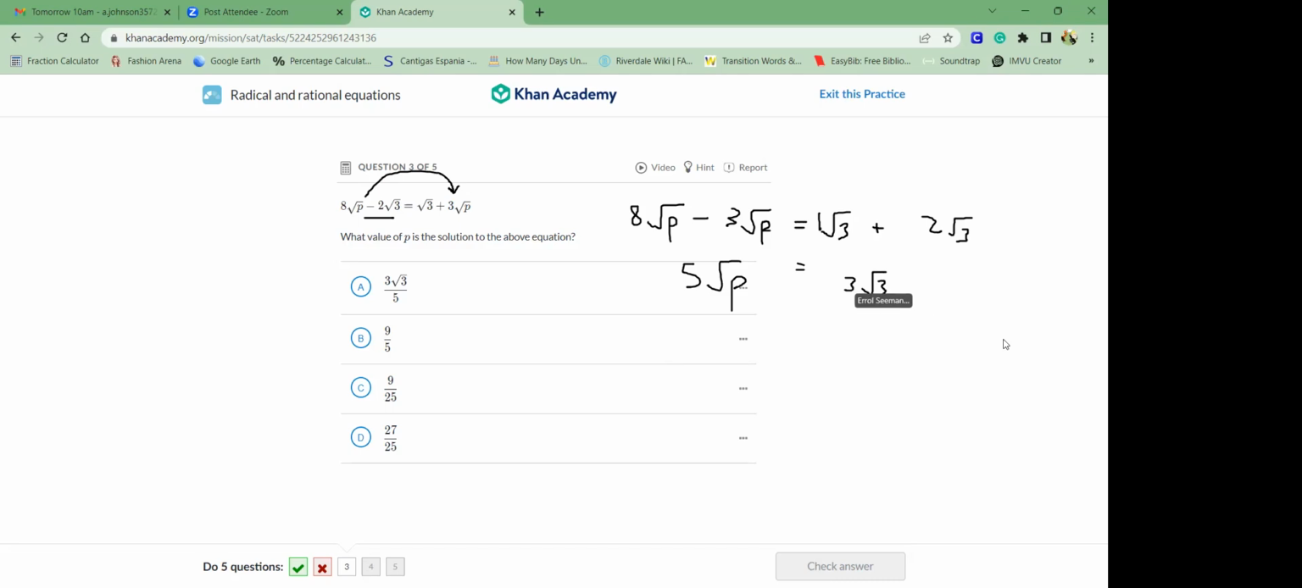Now what are you going to do to both sides? You're trying to solve for p, right? So divide both sides by 5. The 5s will cancel, right? So you have root p equals 3 root 3 over 5. So that's root p. So how do we get p?